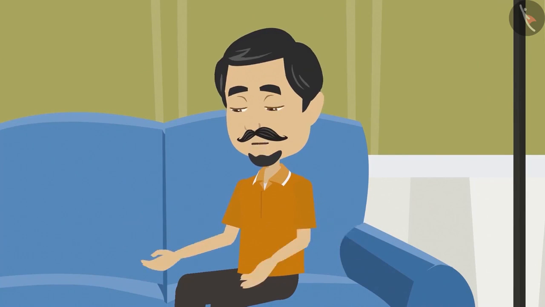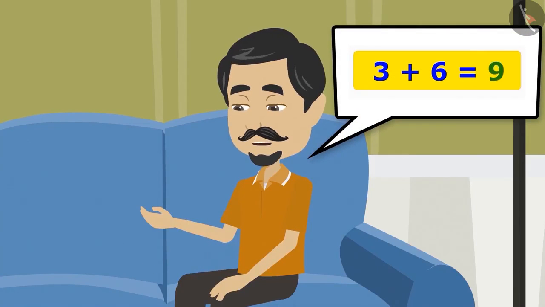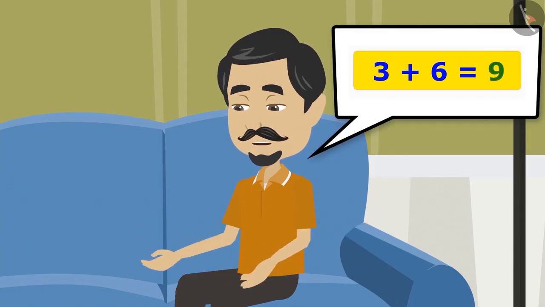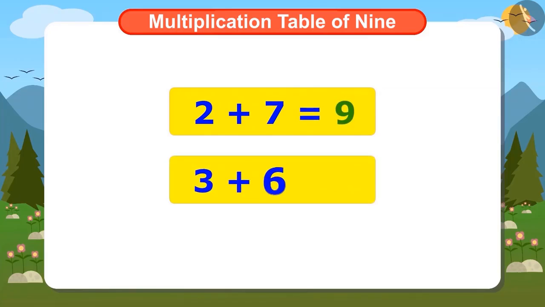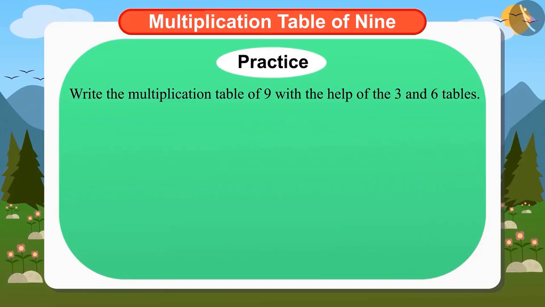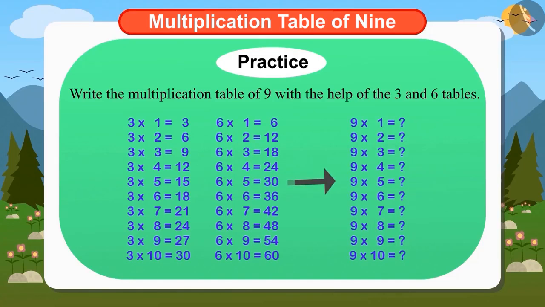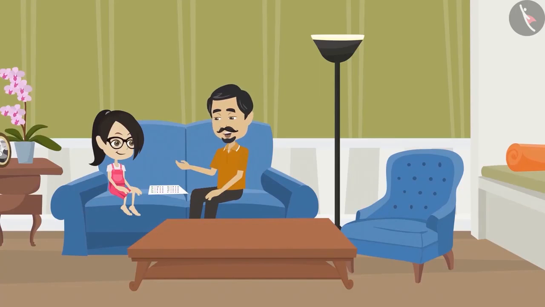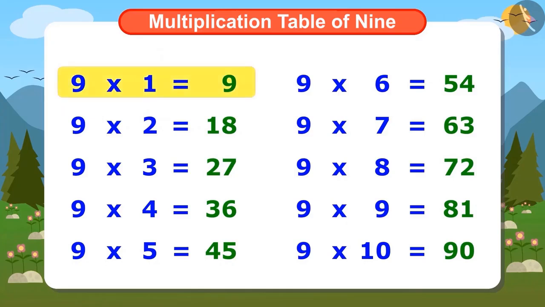But do you know, apart from 2 and 7, you can find the 9's table with 3 and 6. See, like adding 2 and 7 gives the answer 9, similarly, adding 3 and 6 gives the answer 9. Children, can you try writing the table of 9 from 3 and 6? Now learn the table of 9 so that you do not have to write it again and again. Let us learn by singing the multiplication table of 9.